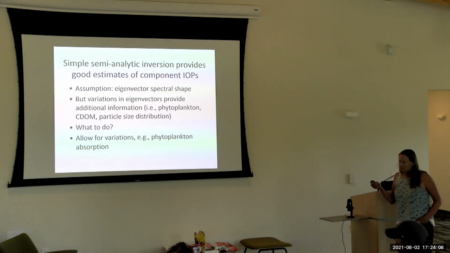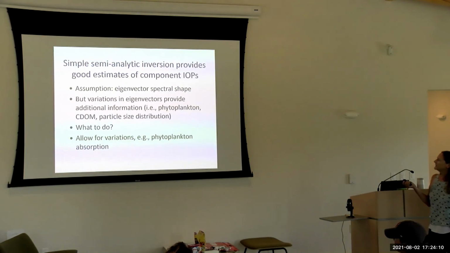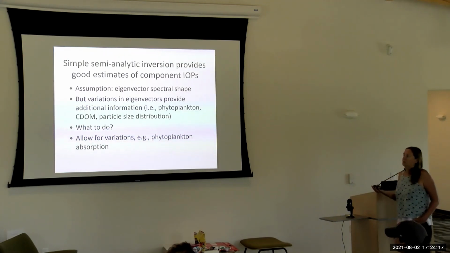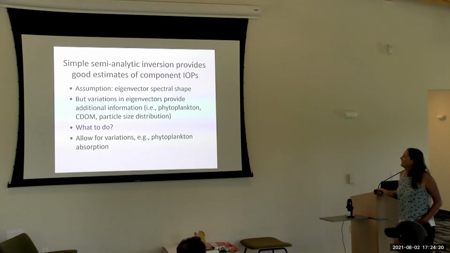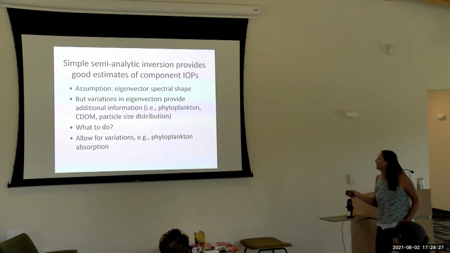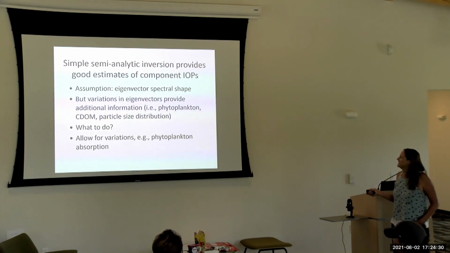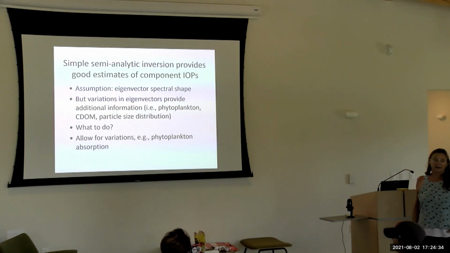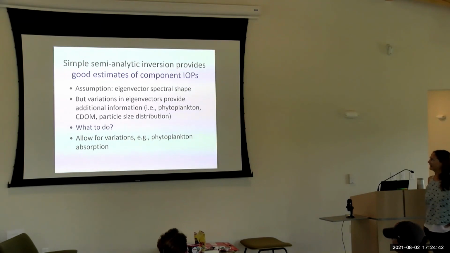So this approach gives you a really good estimate of the component IOPs. The assumption is that the eigenvectors you put in are robust for your region, but variations provide so much more information that you can get out of them. One of the things a lot of people try to do with these models is change the phytoplankton. But I think it would be really important to change your backscattering, because you have to get validation for spectral backscattering, and that would be a really fun thing to do: thinking about ways of modifying that eigenvector.